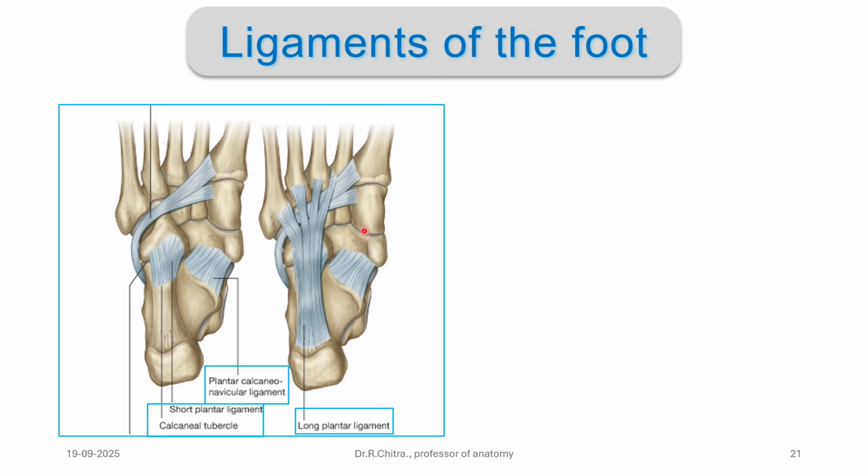On the medial side, you try to observe, this is the medial side. That is the plantar calcaneo-navicular ligament, otherwise called the spring ligament. So just remember, this is the medial side. This ligament is going to support the medial arch. Now this is another ligament on the lateral side. This is the lateral side. This is the long plantar ligament. Deep to that we have the short plantar ligament on the lateral side.